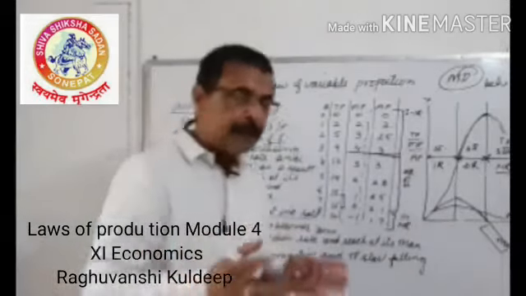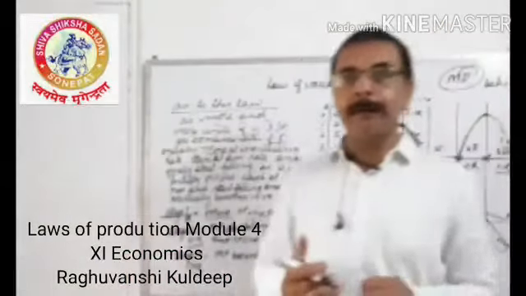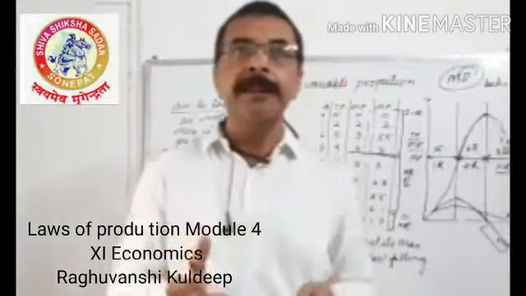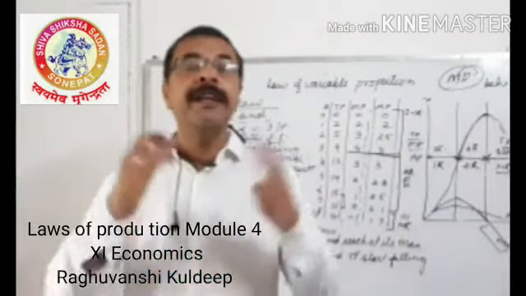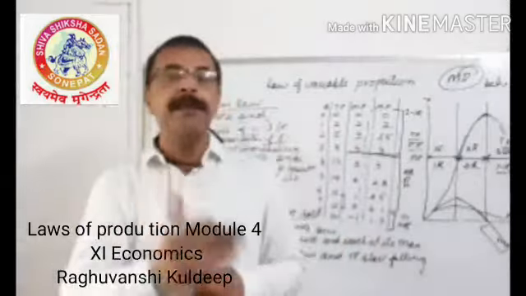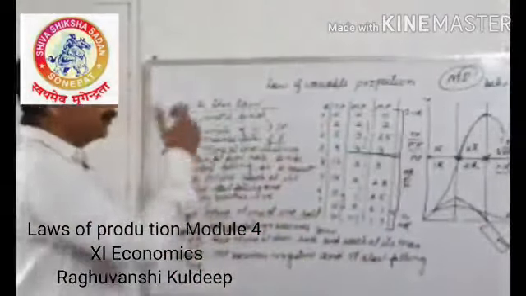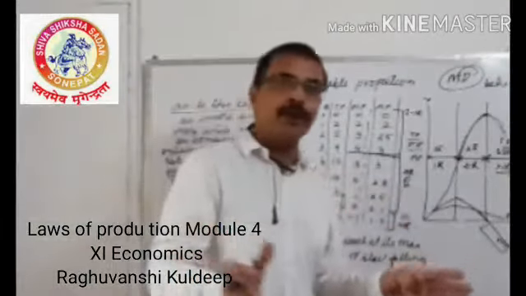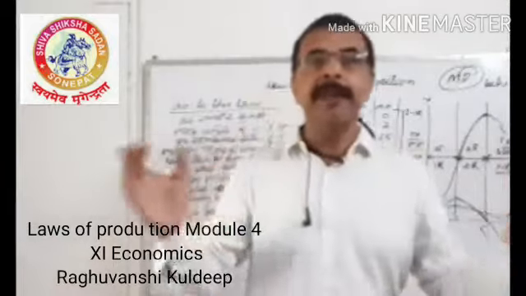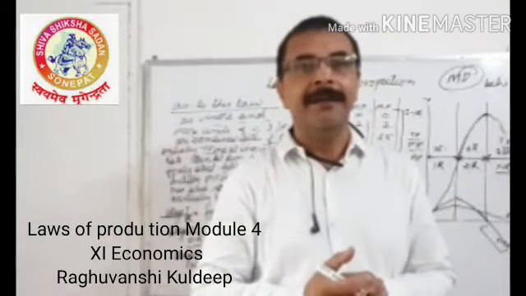So students, it was the behavior of output in the short run when a firm changes labor. Changes labor means increase or decrease the labor, working hours, keeping capital constant. This behavior is summed up in the form of the law of variable proportion. It was the behavior of output, about TP and MP, how they change according to the change in labor. It was the chapter.